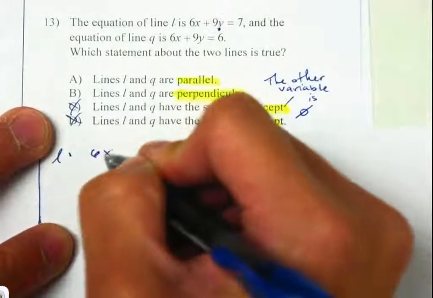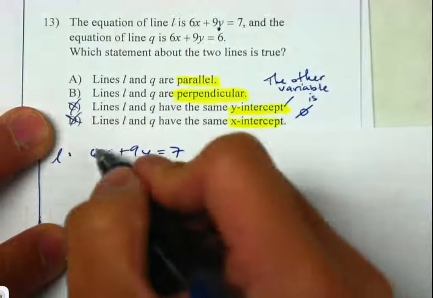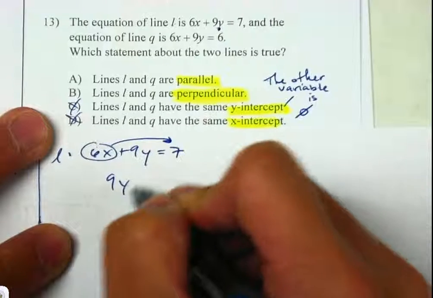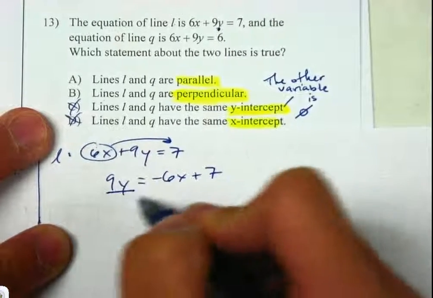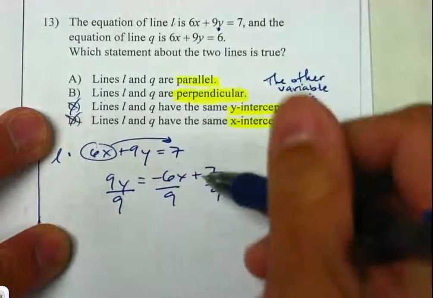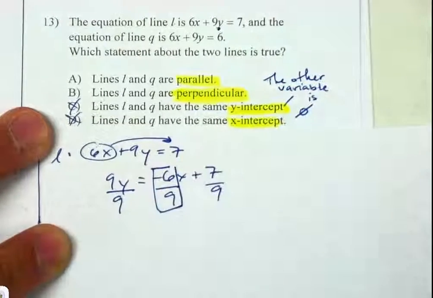We have 6x plus 9y is equal to 7. To put it in slope-intercept form, I've got to move this over, and I have 9y equals minus 6x plus 7. And then on this step, I'll be able to see the slope just by dividing by 9. So I don't care about this. What I care about is the number in front of the x, which is minus 6 over 9.